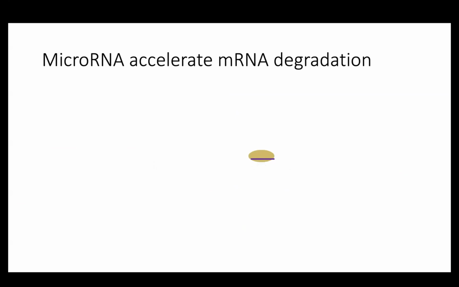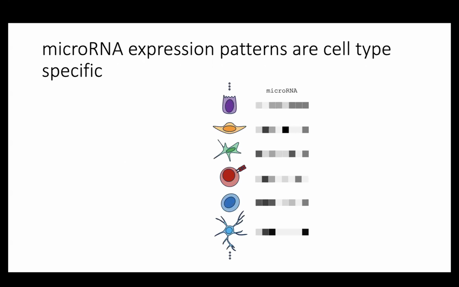So for an engineer, I think this is a very appealing mechanism, because if I know the sequence of my microRNA, I can just stick a complementary sequence into my mRNA reporter, and I can have it removed from anywhere where that particular microRNA is made, right? So it's very predictable and engineerable.